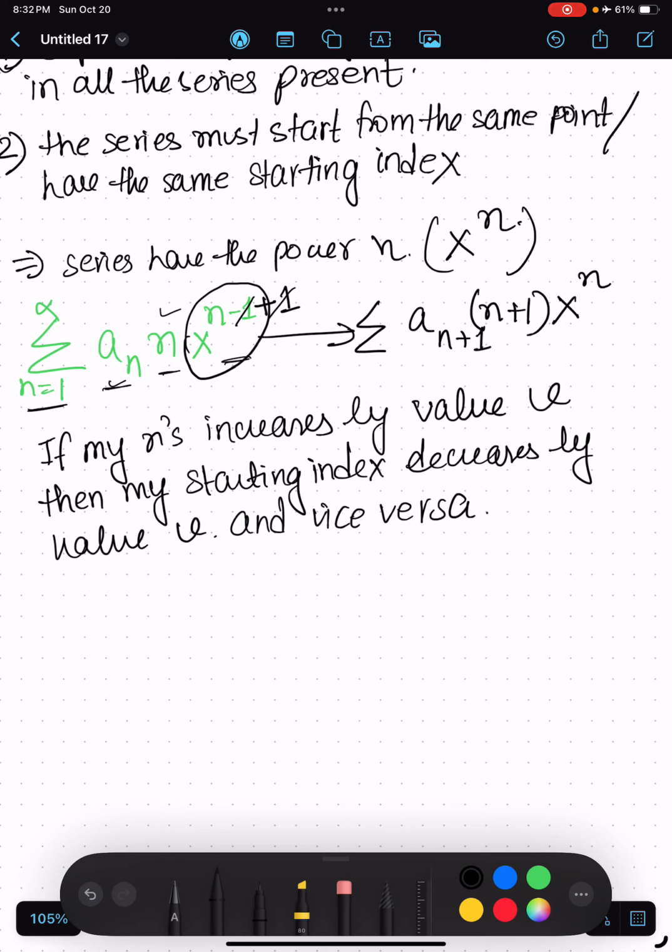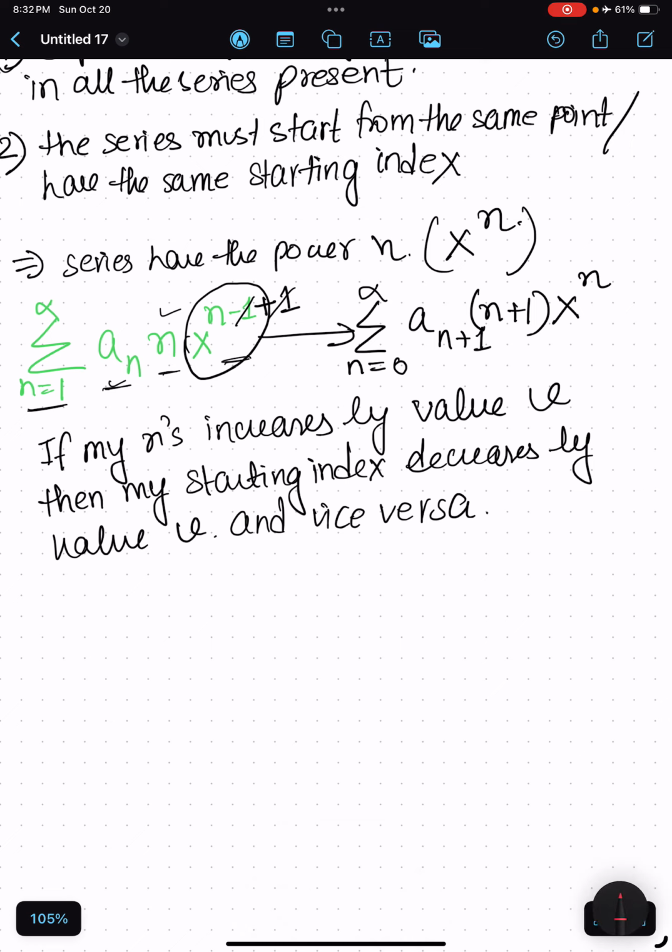So going for that, I know my n is now 0 to infinity. Okay. Now let's go ahead and work on my second summation series.